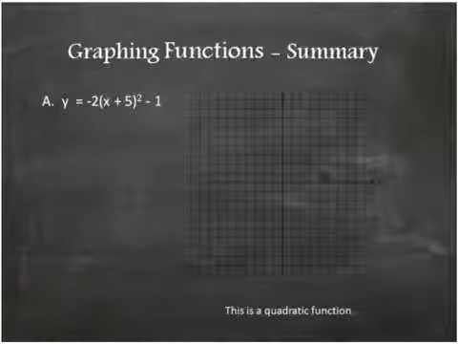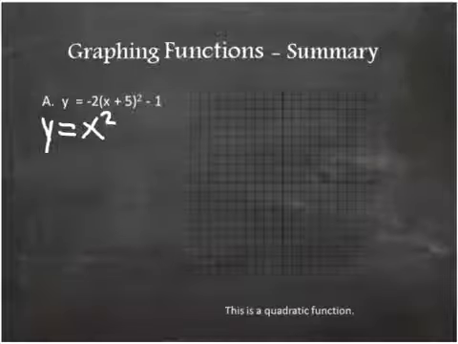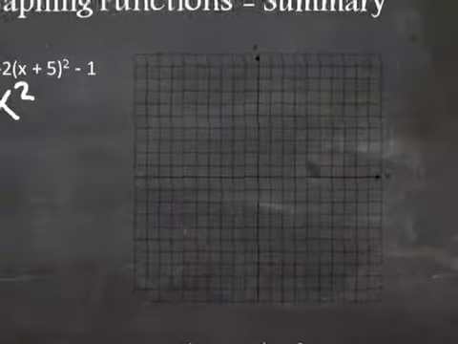This is a quick summary of all of the functions that we've graphed in the grade 11 U course. We're going to start with the parabola quadratic function, starting with the parent function. Parent function is y equals x squared. I'm going to zoom in on the graph here.